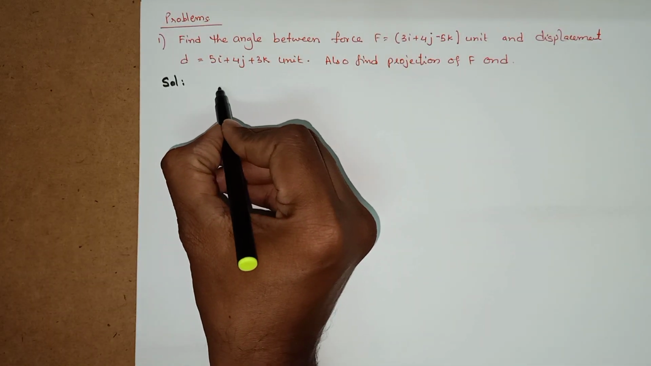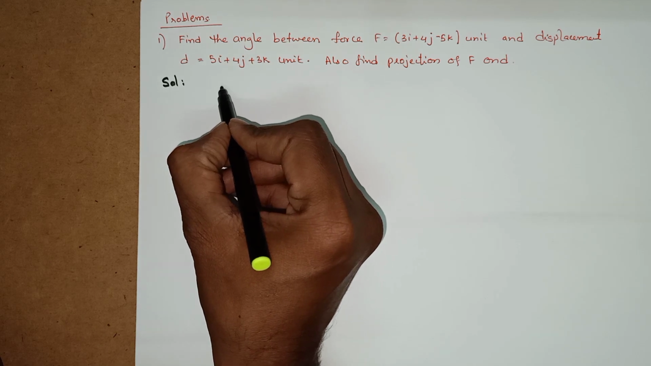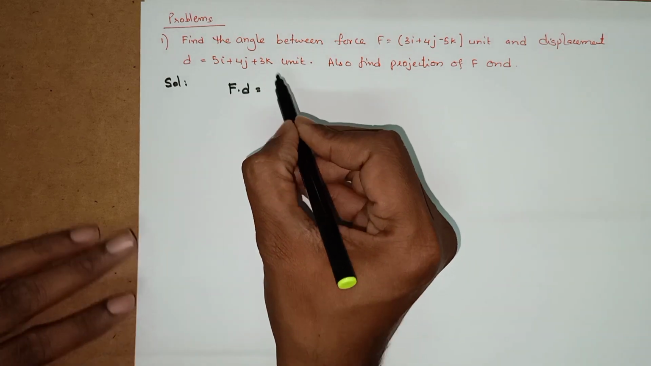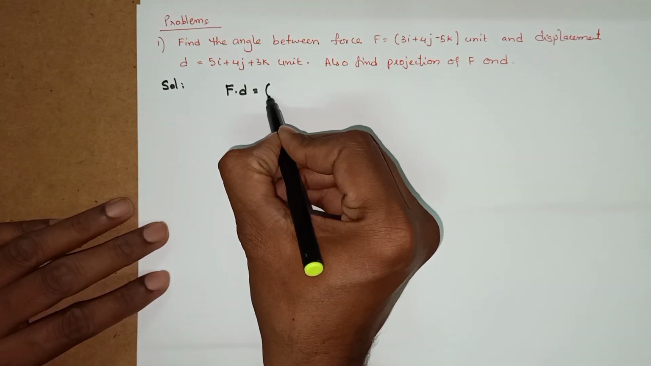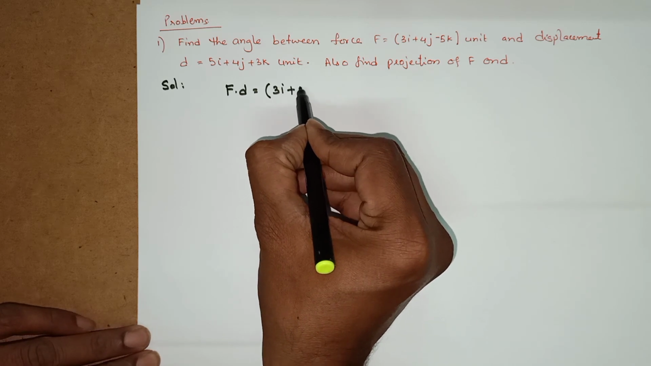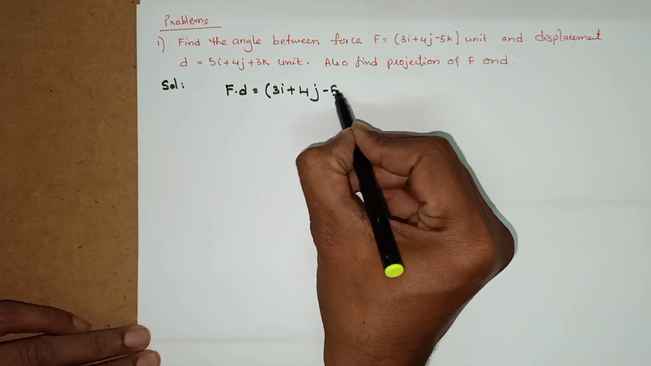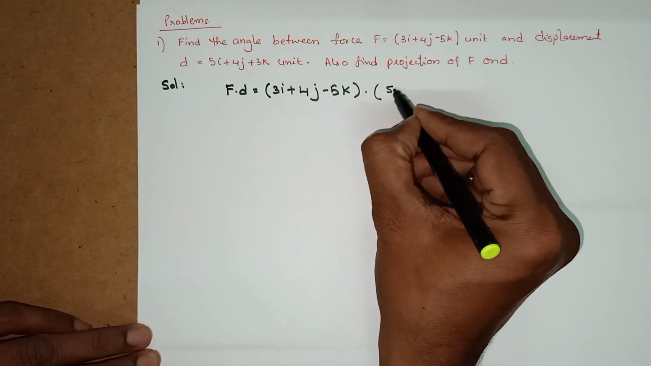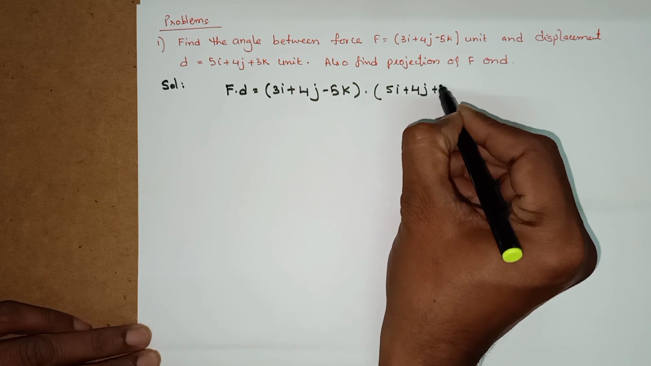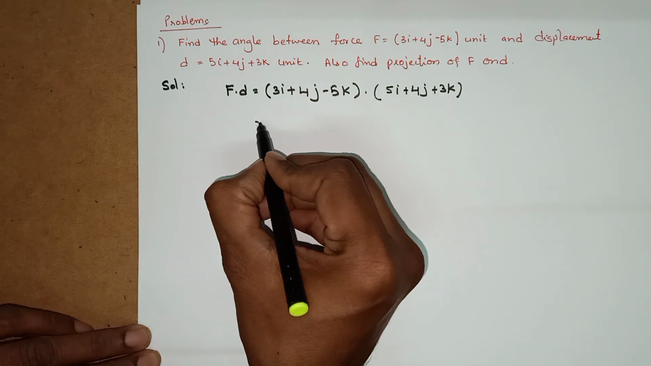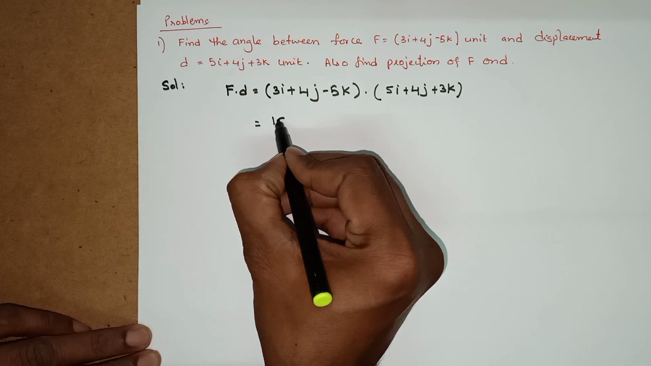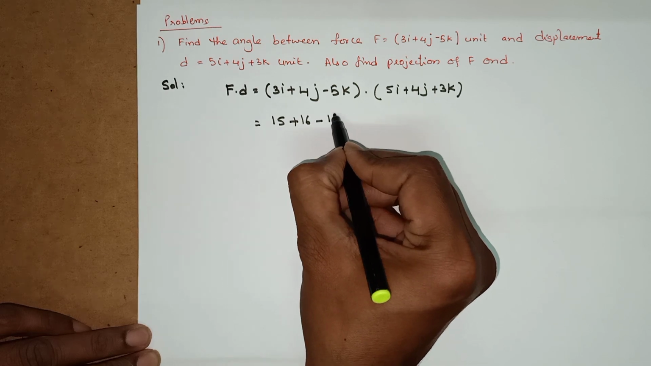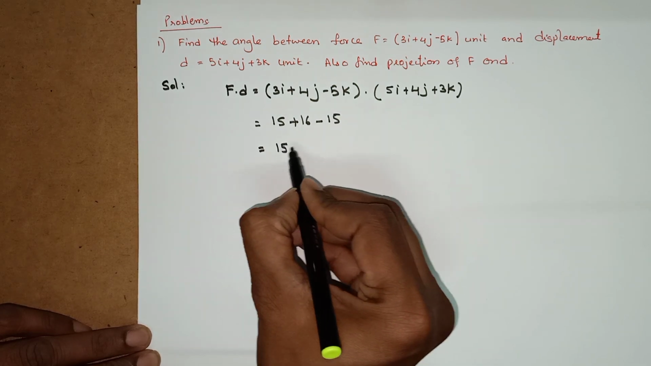Now let us find F dot D. F dot D is (3i + 4j - 5k) dot (5i + 4j + 3k). So what you will get is 15 plus 16 minus 15. You will get it as 16 units.